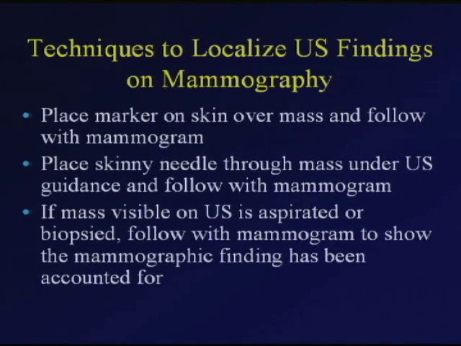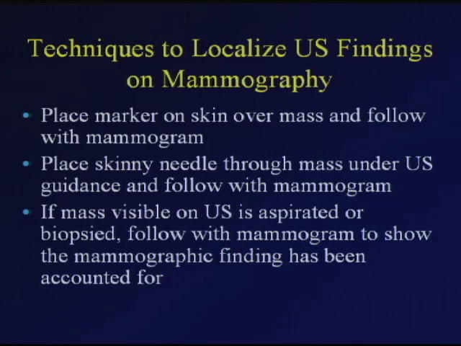Now, sometimes we find a mass on ultrasound. We want to make sure that this is the lesion that we're seeing on mammography, or we want to find it on the mammogram. One of the things we can do is place a marker on the skin and then go from ultrasound to mammography with this metallic marker.